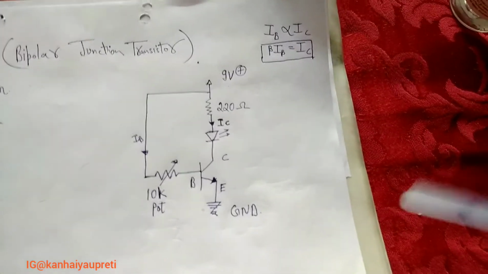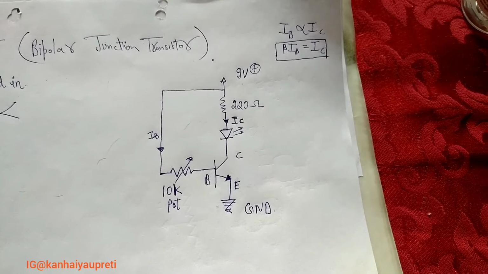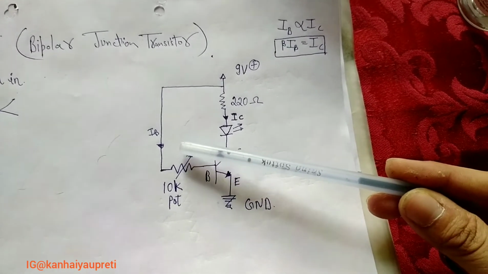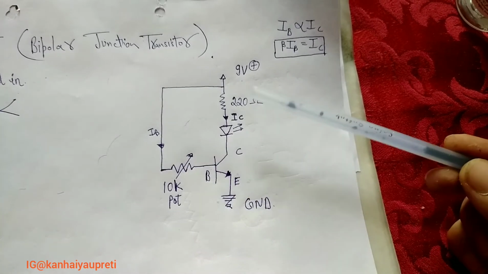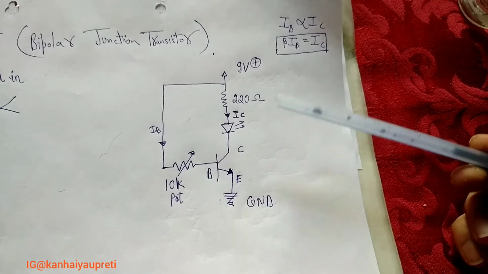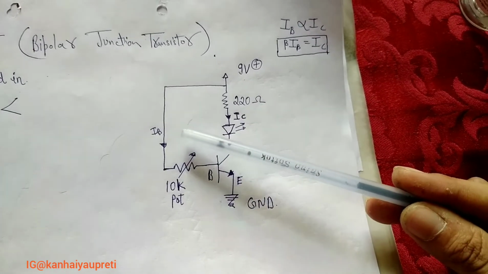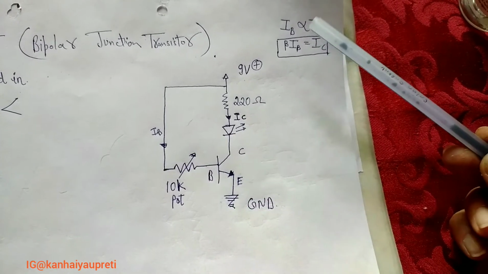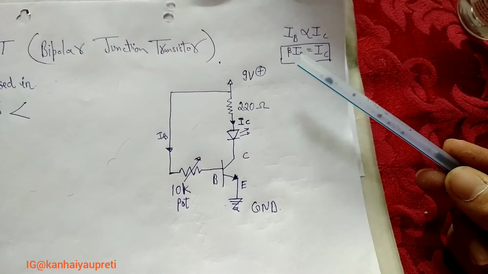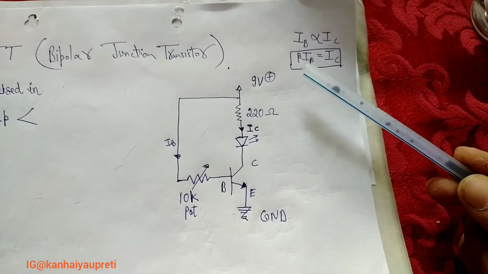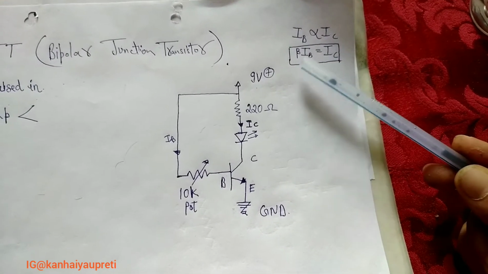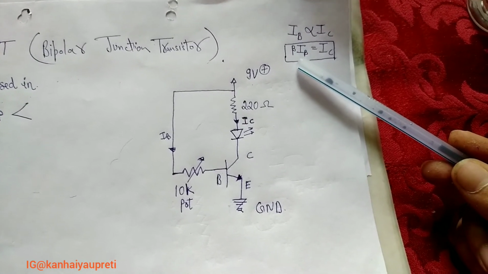So in a BJT, the base current will determine how much current will flow through collector to emitter. So you can say that base current is directly proportional to collector current, and it can also be written that beta times IB equals IC, where beta stands for the gain of the transistor.